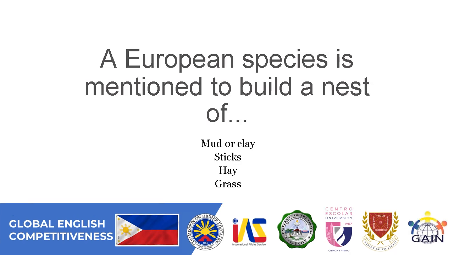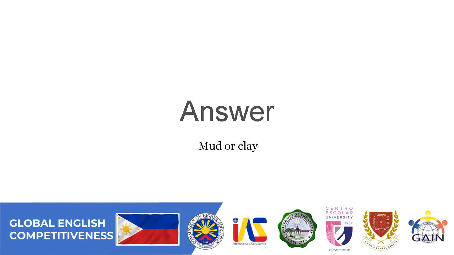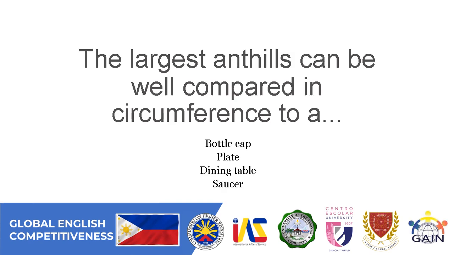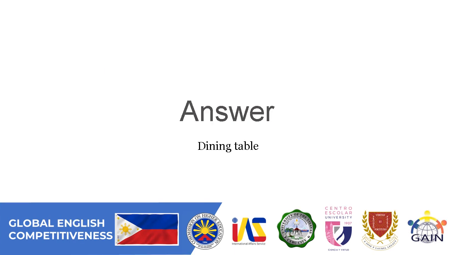Next, a European species is mentioned to build a nest of mud or clay, sticks, hay, grass. What is your answer? Mud or clay. That is correct. The largest anthills can be well compared in circumference to a bottle cap, plate, dining table, saucer. Your answer is dining table. That is correct.